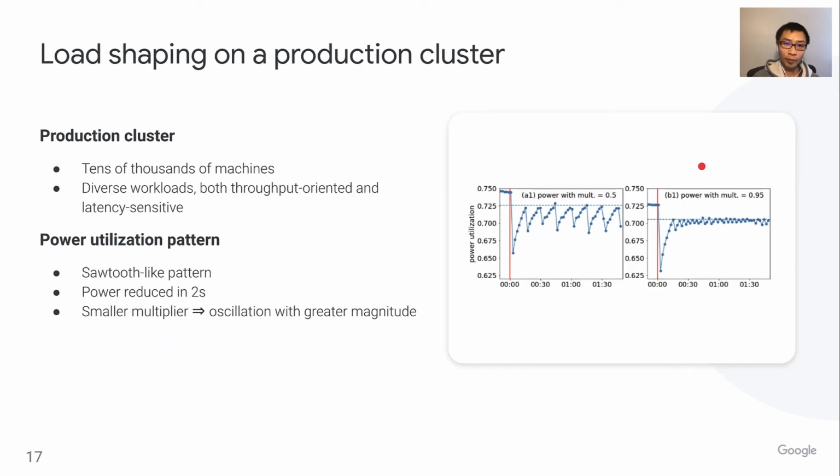We have tested load shaping on a production cluster that has tens of thousands of machines and runs diverse workloads, including both throughput-oriented and latency-sensitive. We can see clearly the sawtooth-like pattern of power oscillating around the threshold. We can also see that power is reduced very quickly, in 2 seconds after throttling starts. We can also see that a smaller multiplier leads to power oscillation with greater magnitude.